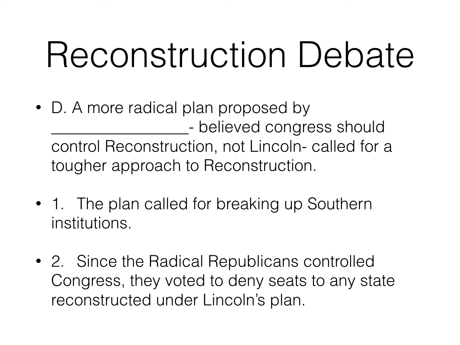threshold. And so this group of Republicans, they were known as radical Republicans because their idea was radical compared to Lincoln's. They were in control of Congress, and they felt that Congress should control Reconstruction and not the president or President Lincoln. And so their approach is a little bit tougher. So they wanted to break up Southern institutions, and with their plan, you're going to see it has a name.